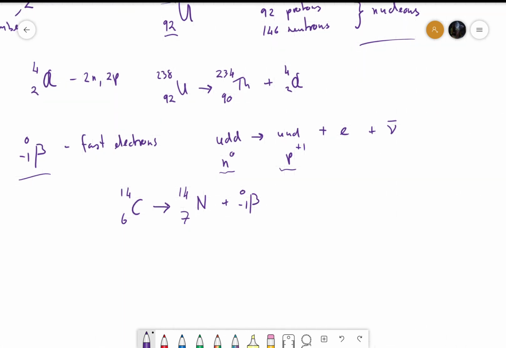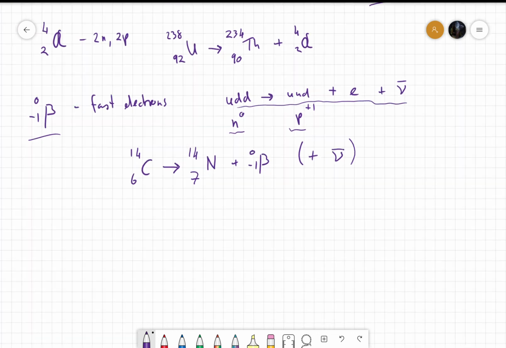When we're just dealing with the nuclear transformation in radiation, we generally are not obliged to write the antineutrino in. If you're writing this type of particle equation, you absolutely must include that antineutrino to balance your lepton numbers.